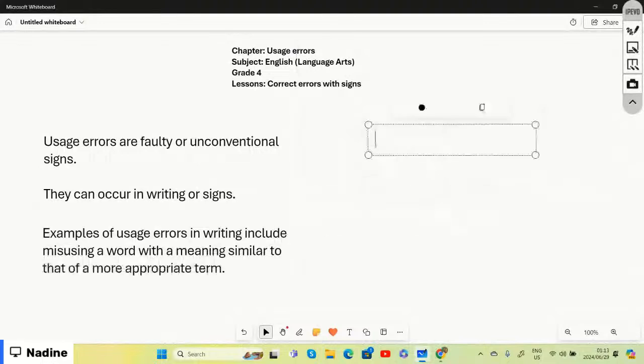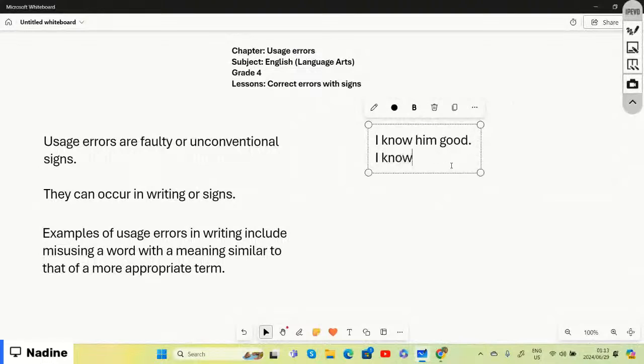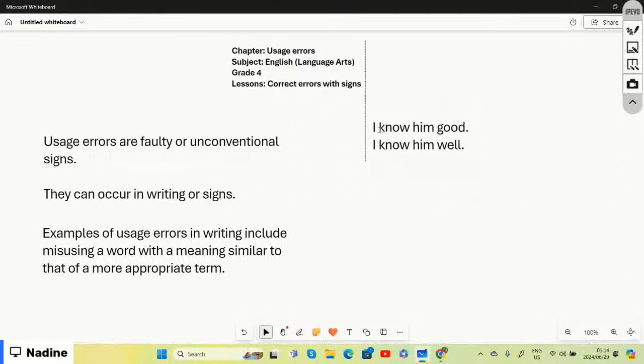Let's say it's like somebody saying, I know him good, right? So this is basically incorrect because we don't say I know him good, but we say I know him well, because that is how we should actually say it. Not I know him good, but I know him well.